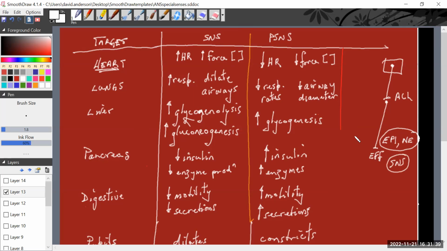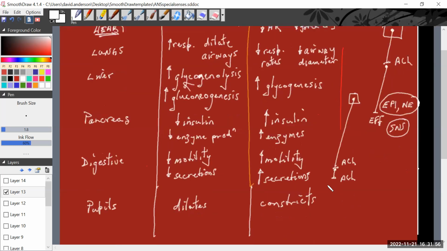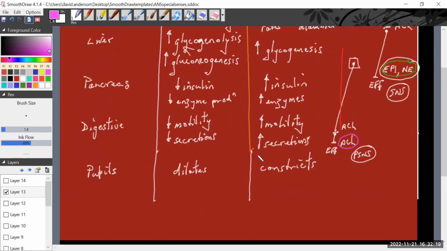So in the parasympathetic, remember, it left the spinal cord and it traveled a long ways to get to its second neuron. So it would be ACH and ACH at both synapses. So we had our effector, and this is PS and S. So we used epinephrine, norepinephrine as the chemical messenger, and ACH as the chemical messenger for the parasympathetic. So that's how we get these dual innervations like this, okay?